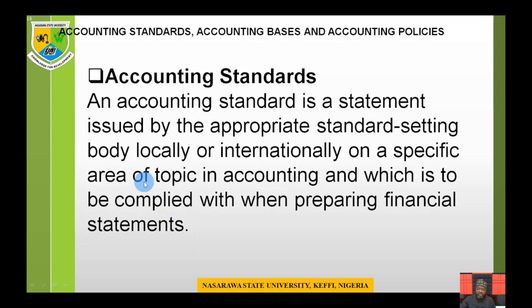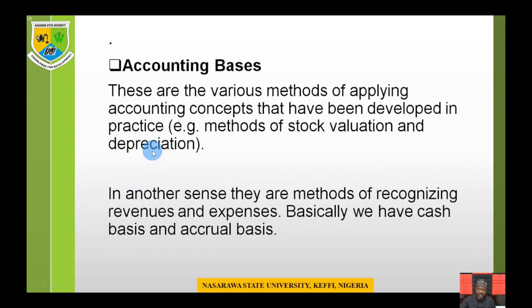Here in Nigeria, as I told us earlier, we have keyed into the international financial reporting standards, and it is expected that all companies prepare their financial reports in line with the provisions of the international financial reporting standards. Accounting basis. These are the various methods of applying accounting concepts that have been developed in practice, e.g. methods of stock valuation, methods of depreciation. This can be considered as accounting basis.